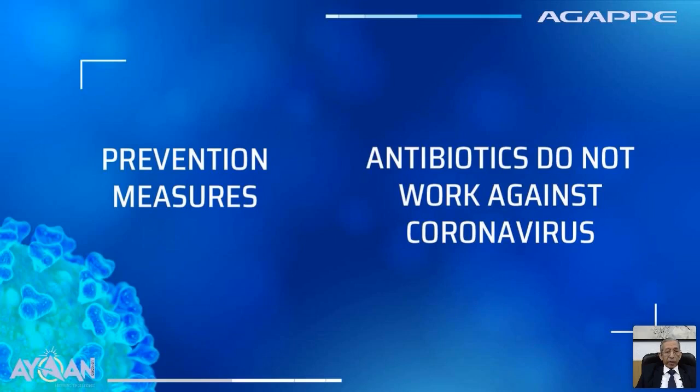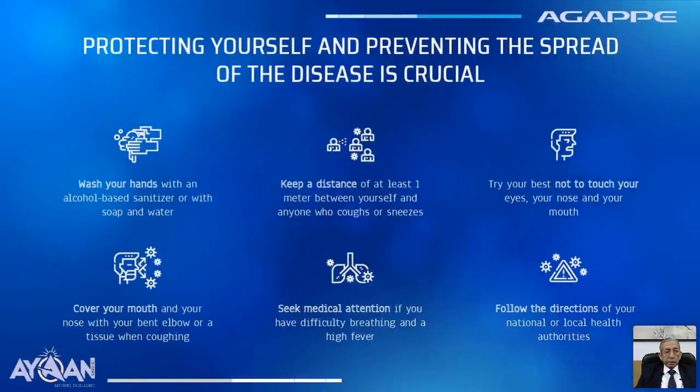Since antibiotics do not work against this coronavirus, preventive measures are very important. All of us know these now, because the press and TV are giving all these details, but just to quickly go through them: most important is to wash your hands with alcohol-based sanitizer or with soap and water. As I had already told, keep a distance of at least 1 meter between yourself and anyone who coughs or sneezes. And the third one is try your best not to touch your eyes, your nose, and your mouth. This is an important point.